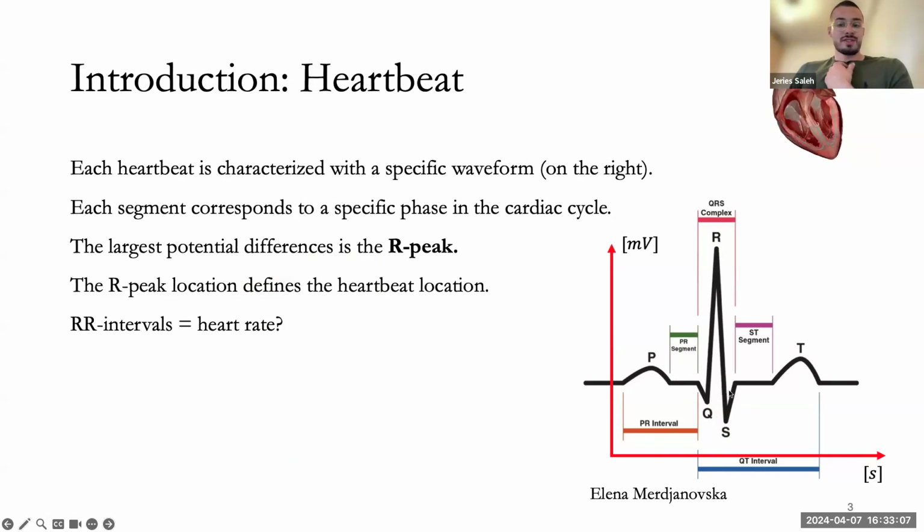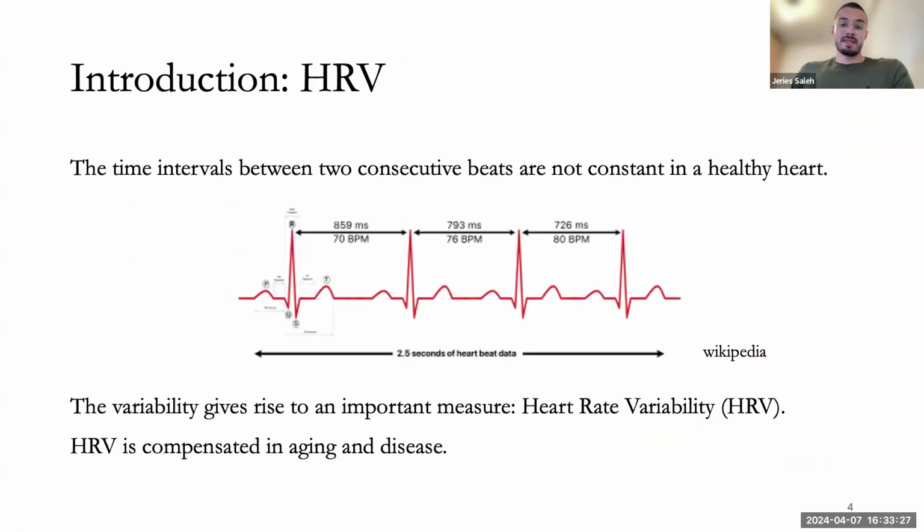The largest potential difference is the R peak here. The location of the R peak defines the location of the heartbeat. And the heart rate that you see in a heart rate measuring device is an average over multiple intervals. It is an average because the interval is not constant. This adds to the complexity of an ECG signal. This illustration shows how time intervals between 2 consecutive beats are not constant.